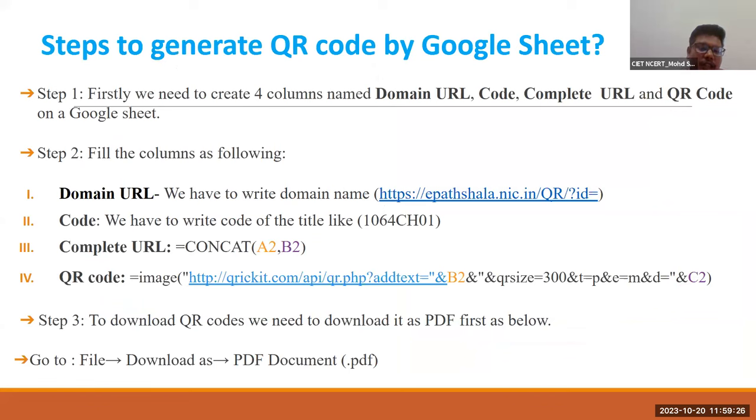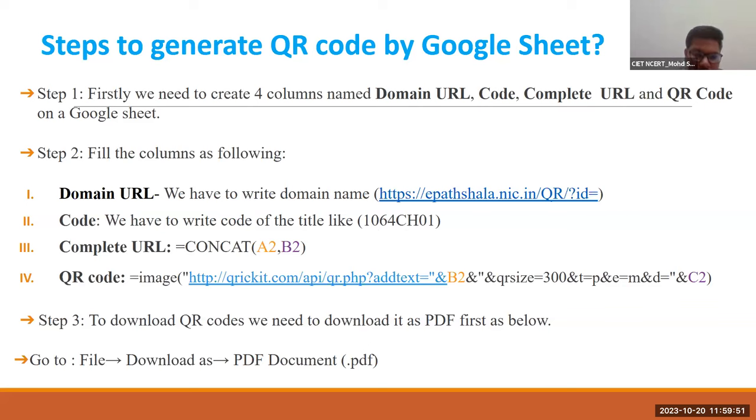And step two, domain URL. We have to write the domain name. We have the base URL of epathshala.nic.in. And the code: we uniquely identify every chapter by the code, such as 1064 CS01. It represents the mathematics book, chapter one.